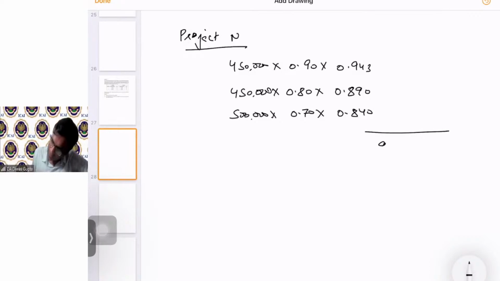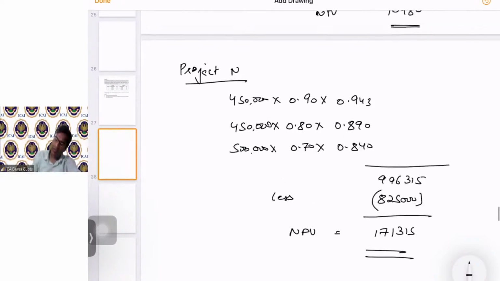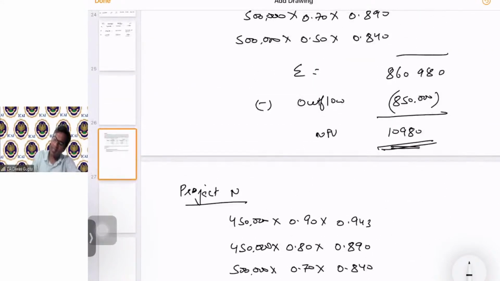In totality is 996,315 less 8,25,000. NPV is 171,315. Okay, students. So project N has a NPV of 171,315. Project M has an NPV of 10,980.